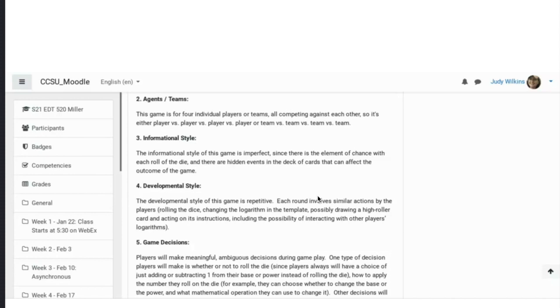So you always have the option to add or subtract 1 from either your base or your power. That's kind of always, but that's instead of rolling the die. And the other thing is if you roll a 6, 7, or 8, you get a high roller card after you do your turn, which gives you some extra potentially interesting things that happen.